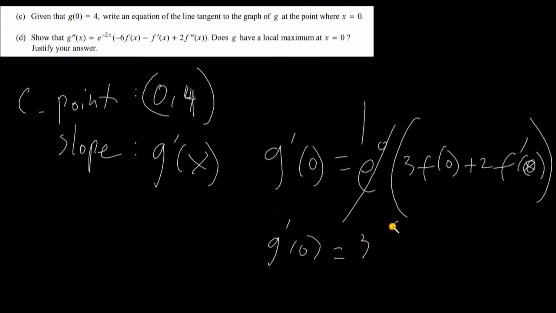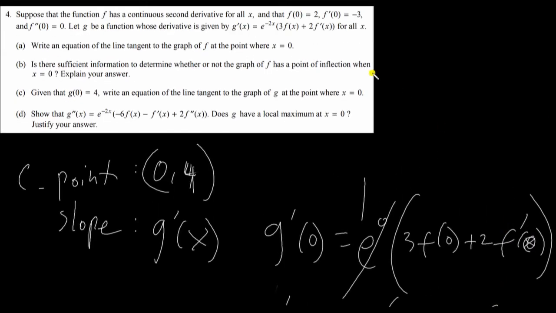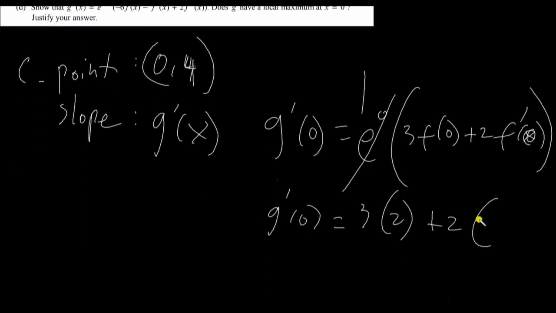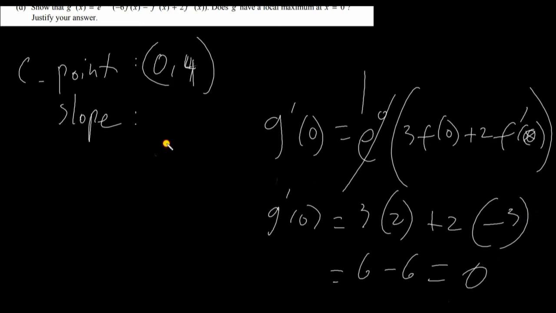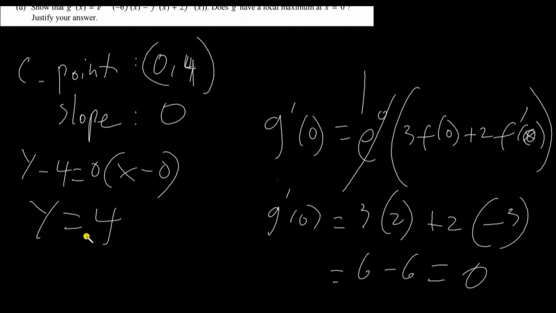So we have 3 times 2 plus 2 times, what's f prime of 0? Well, f prime of 0 is negative 3. So we have a negative 3. And then this comes out to 6 minus 6, which is 0. So our slope is 0. Erase this g prime of x here and replace it with 0. Okay, so now we have the point, we have the slope. Let's put it into point slope form. y minus 4 equals 0 times (x minus 0). And I'll just simplify this because why not? We get y equals 4. In terms of points, you get 1 point for taking the derivative of g and another point for the correct answer.